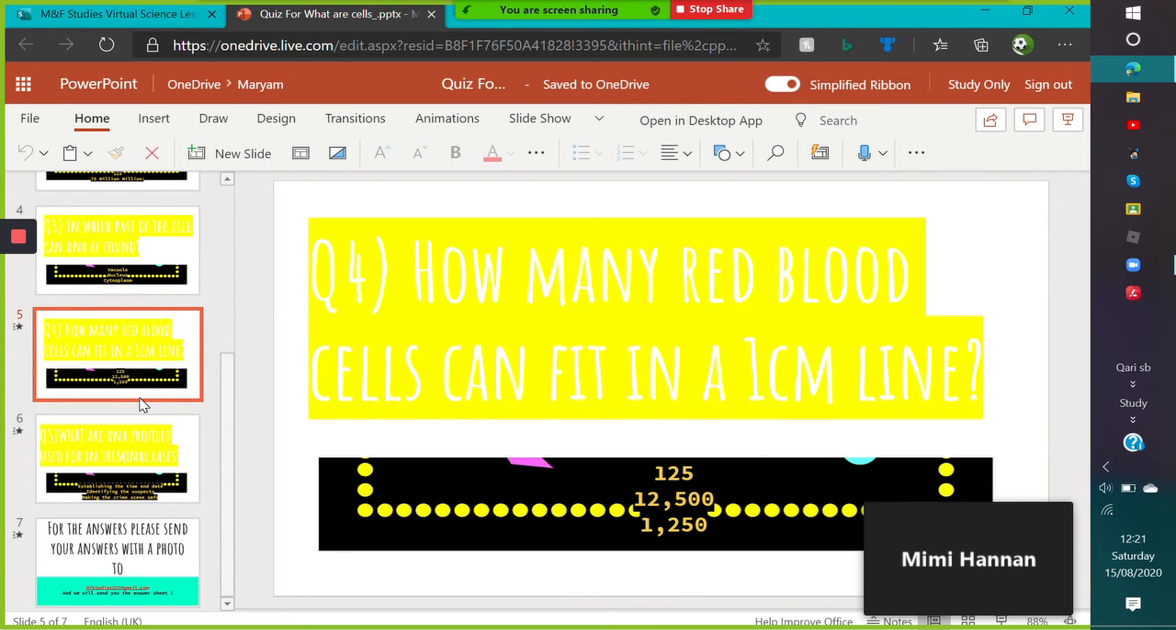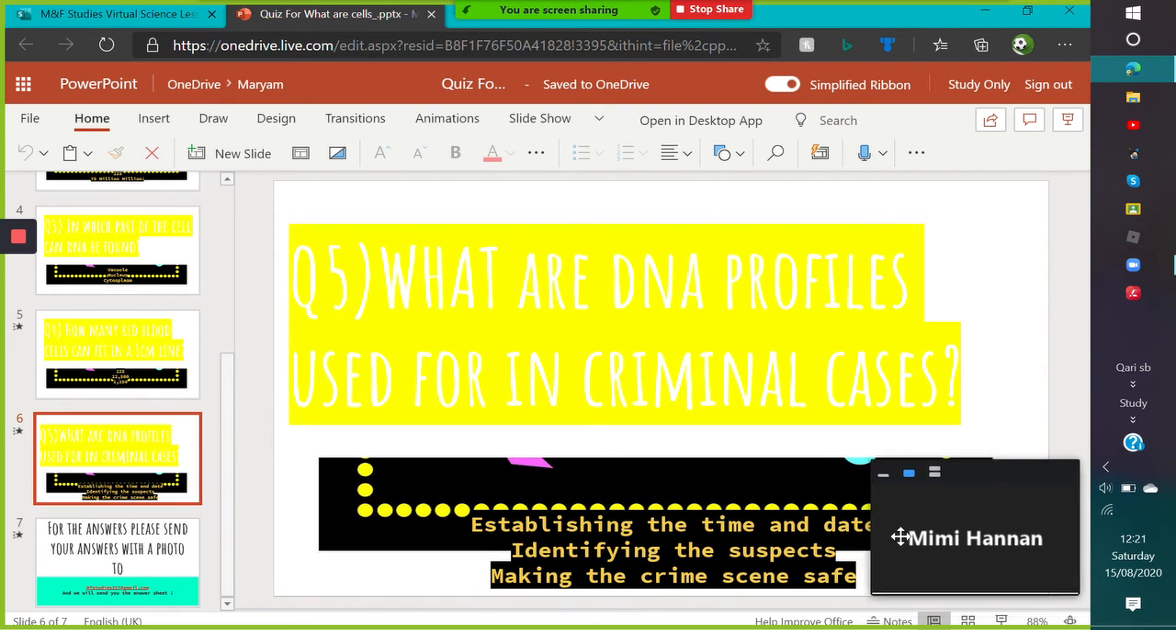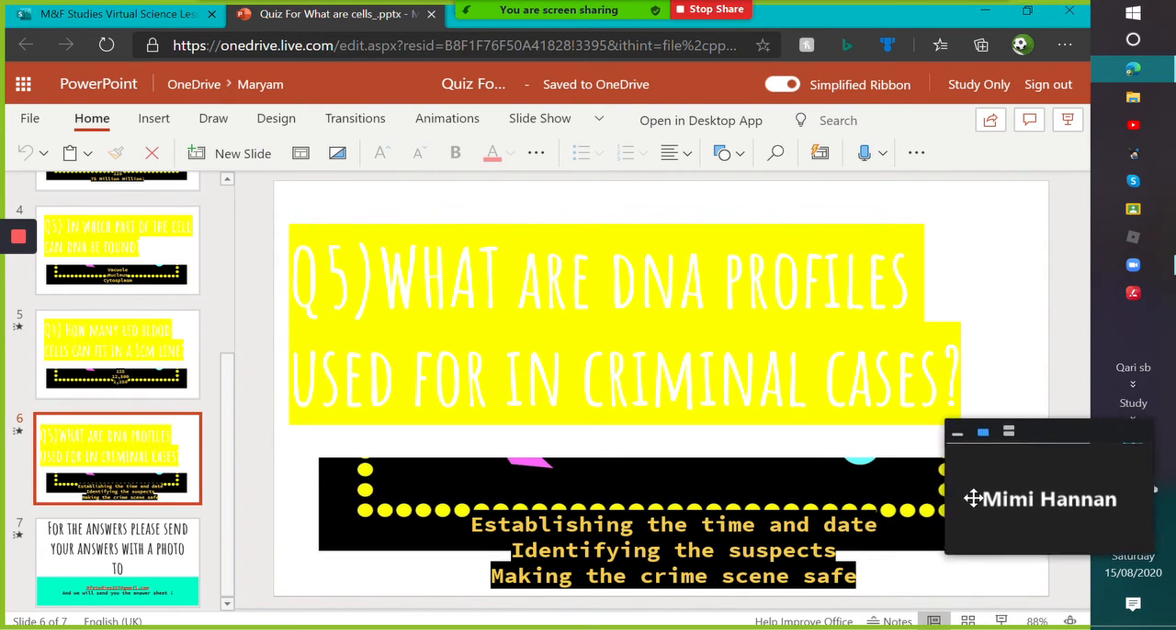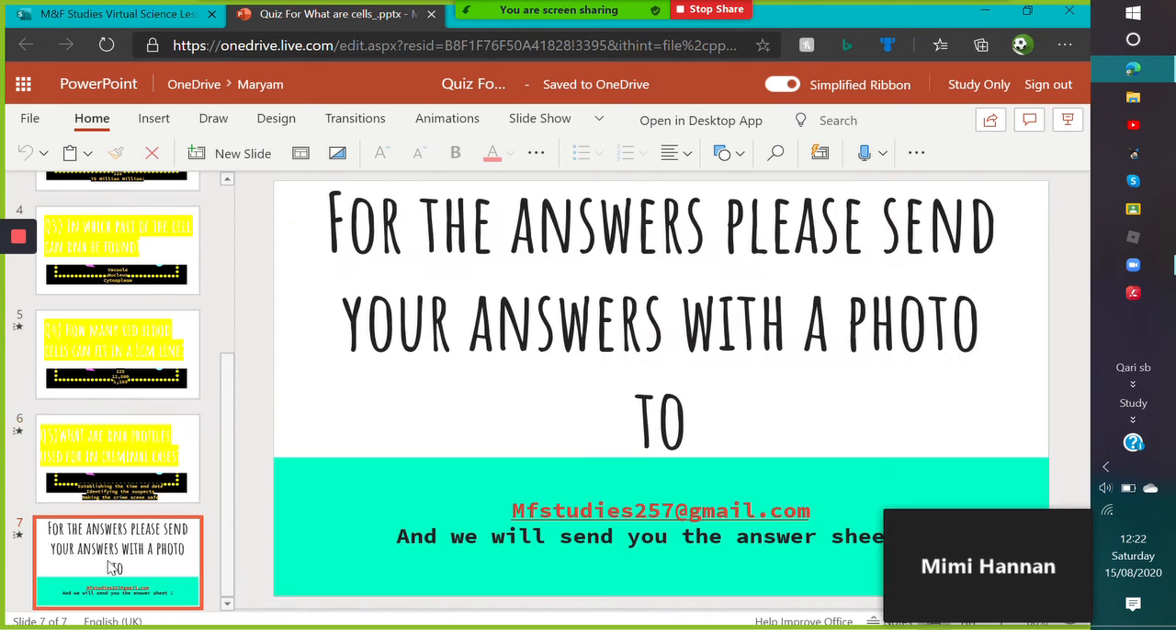Question number 4. How many red blood cells can fit in 1 centimeter? 125, 1200, 500, or 1250. Question number 5. What are DNA profiles used for in criminal cases? Establishing the time and date, identifying the suspects, or making the crime scene safe.